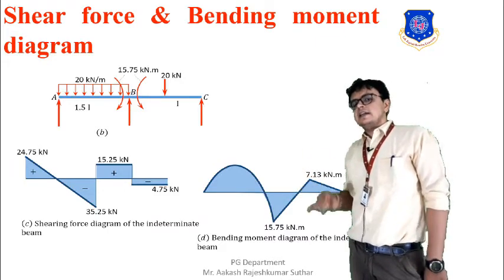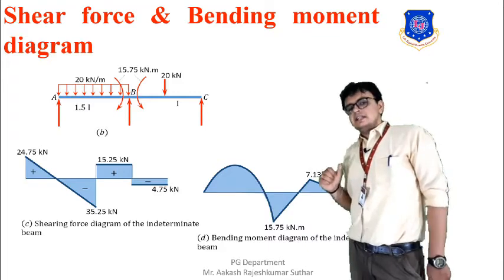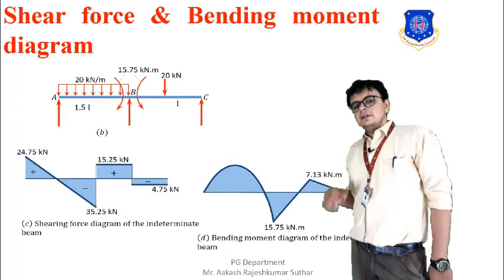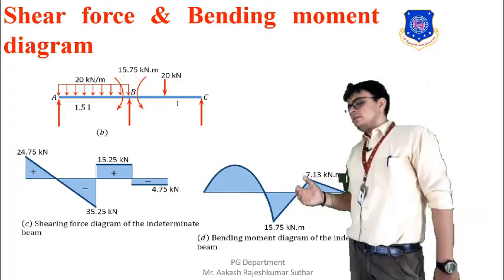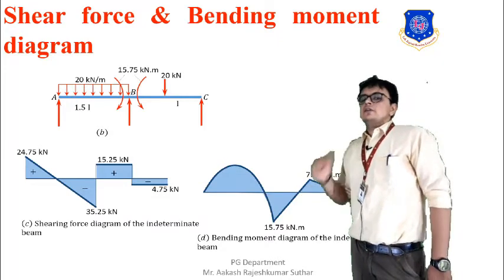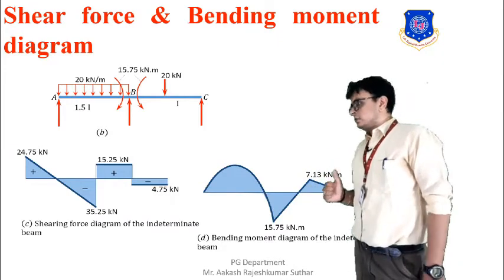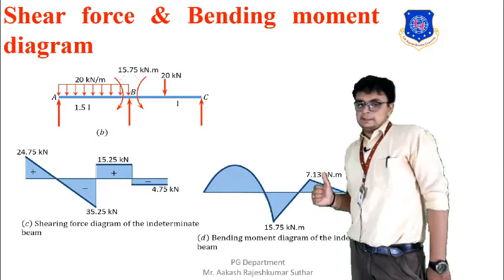For span BC we have considered an equivalent load at the center, and because of this we are again moving downwards, and finally we are getting the 42.75 kilonewton reaction at C.